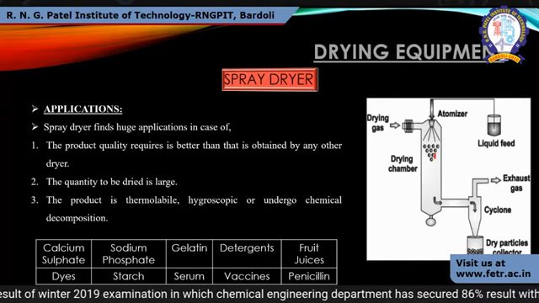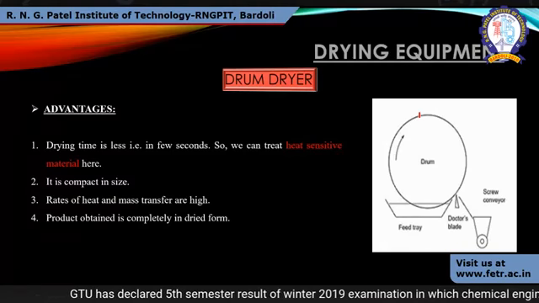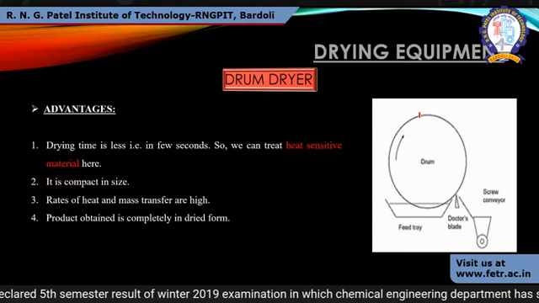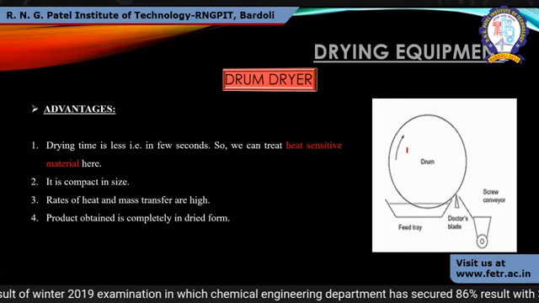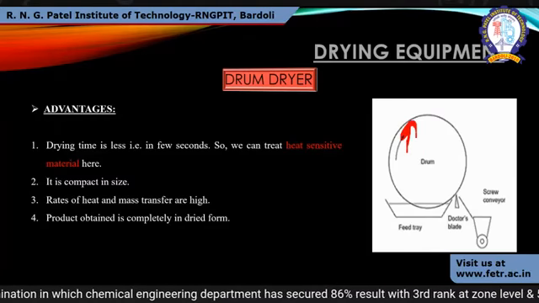Okay. The major advantage is we can handle heat sensitive material. It is very compact in size. The drum dryer is very compact, so we can use it in industry where very little space is available. Right. So that is one more advantage. Second, the rate of heat and mass transfer is very high, so we can utilize maximum heat.